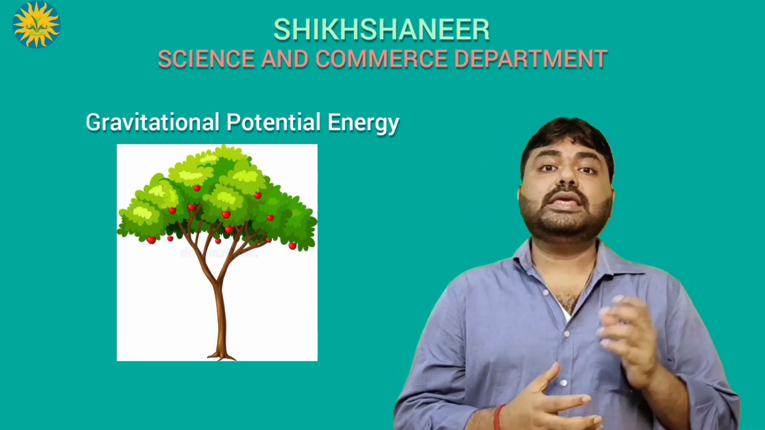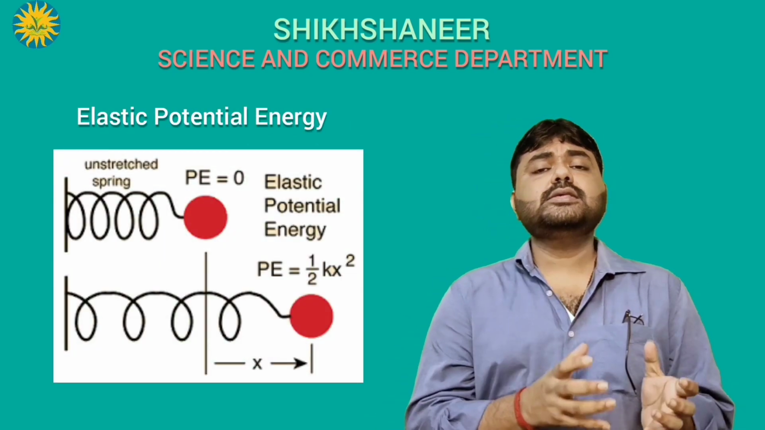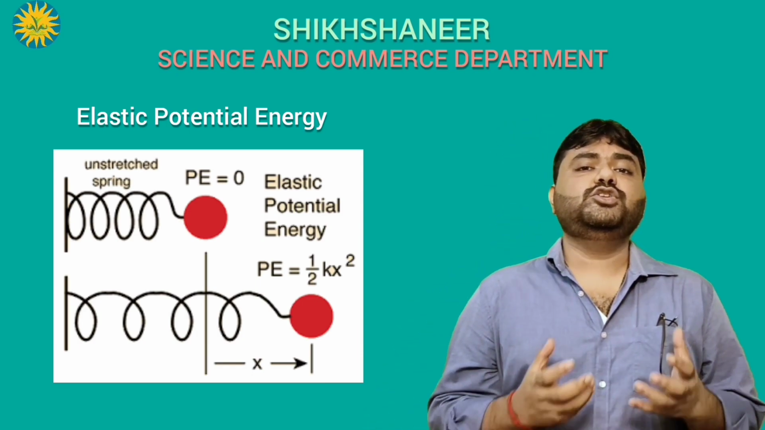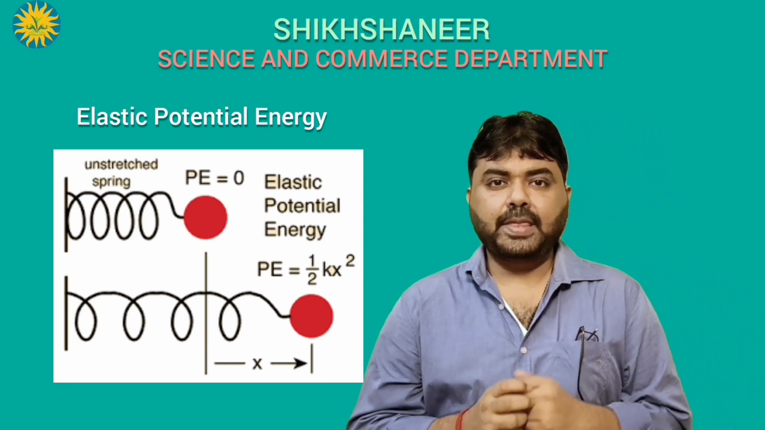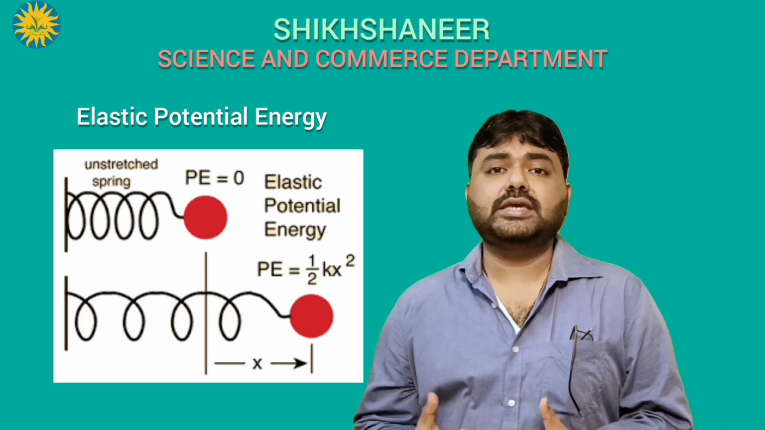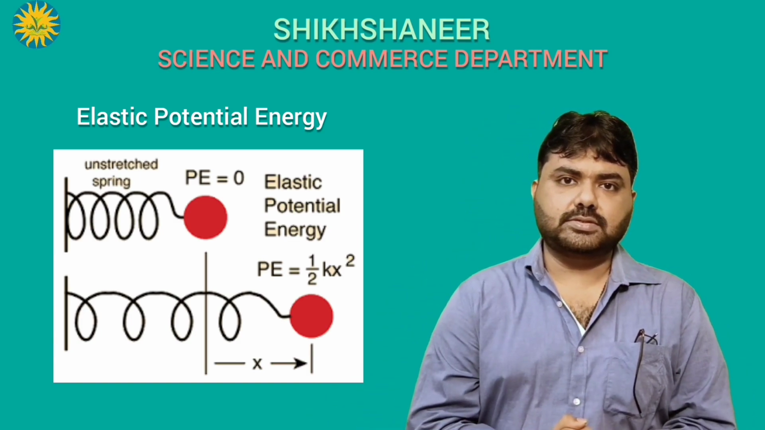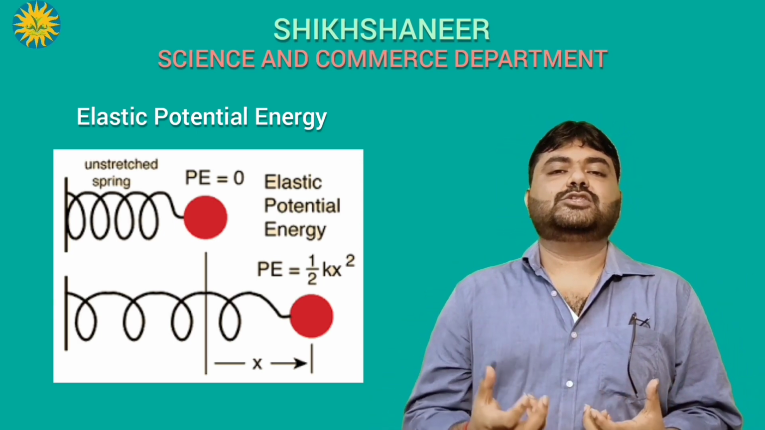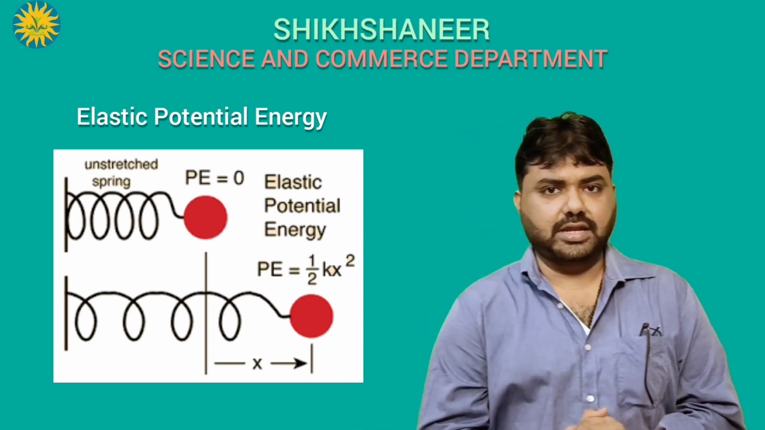And what do you mean by elastic potential energy? Elastic potential energy means the energy possessed by a body by virtue of its configuration. That means the shape and size of the body. If the shape and size of the body changes, its energy also changes. So this is the basic difference between elastic potential energy and gravitational potential energy.